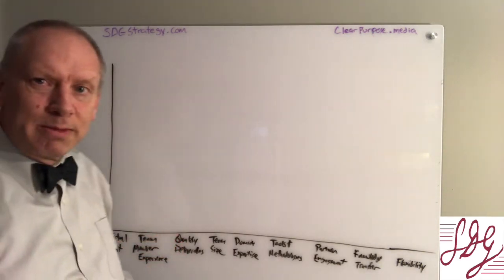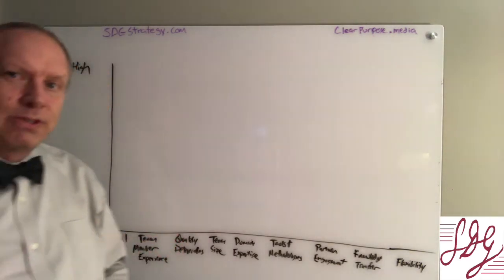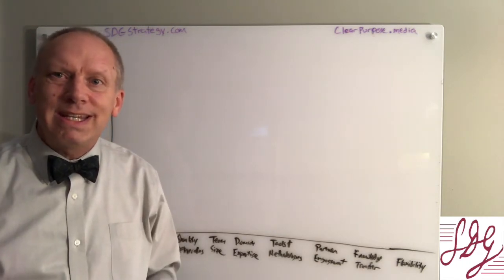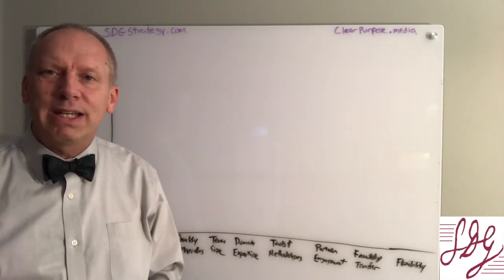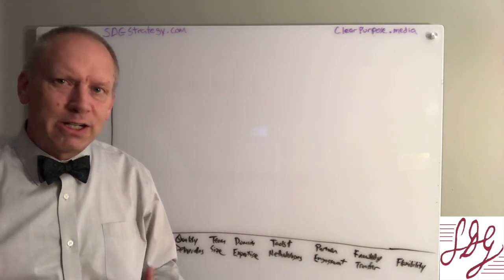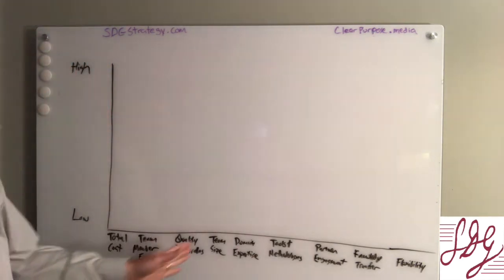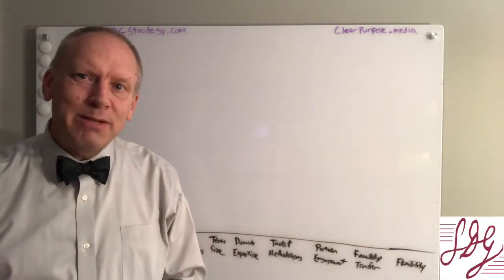The third element is quality deliverables. What you get, is that something that's very useful in your business? Is it easy to understand, easy to communicate, easy to share, clear, crisp, and something that you can go and execute against? The fourth is team size.